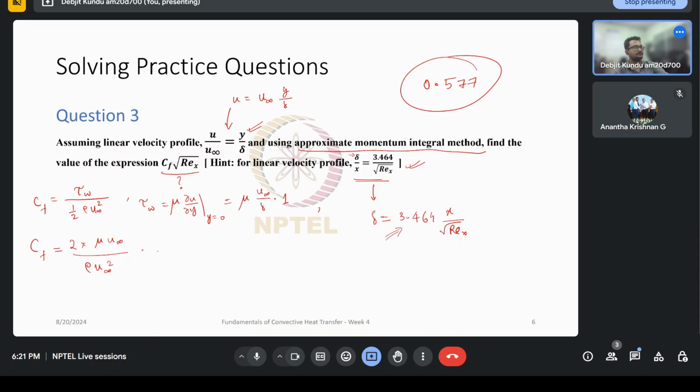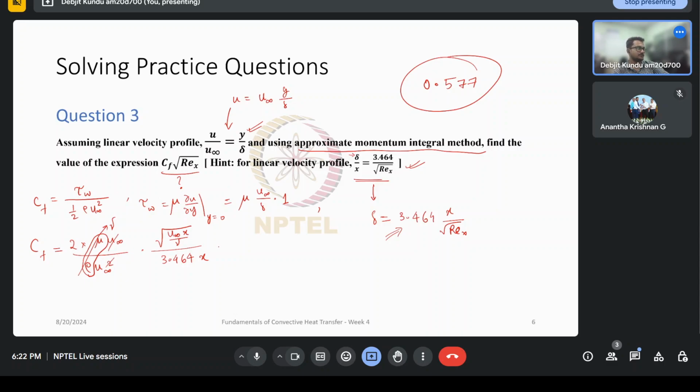So let's do that. That is 3.464 into x over under root Rex. So let's expand out Rex as well. That is nothing but u infinity into x over nu. Nu I'll keep as nu. And I know that mu over rho gives me nu. So I have one nu in the numerator, right? And this u infinity cancels out.